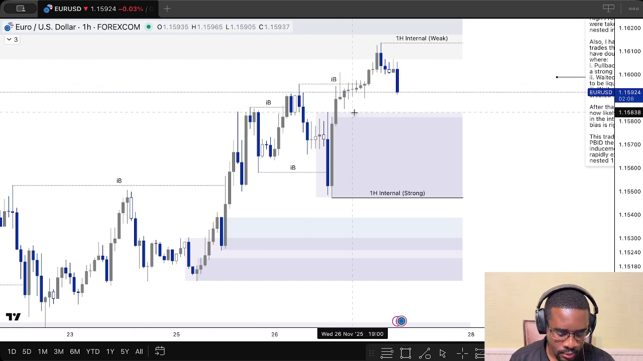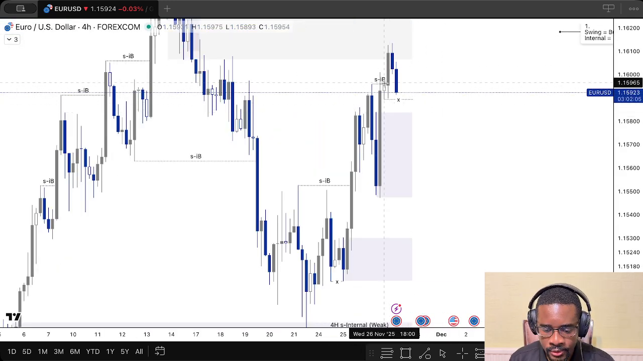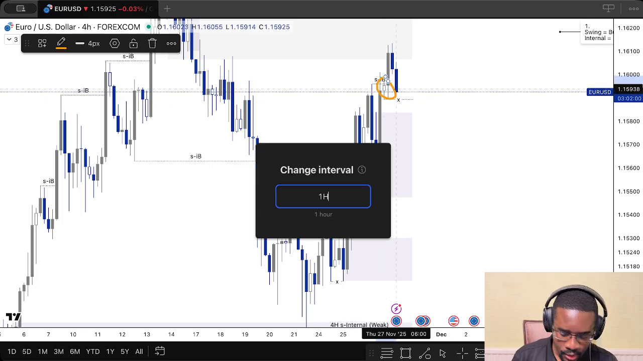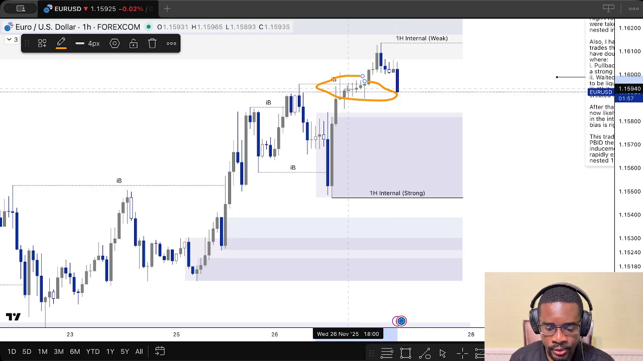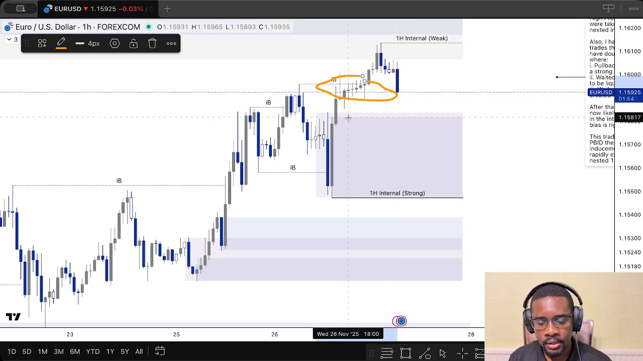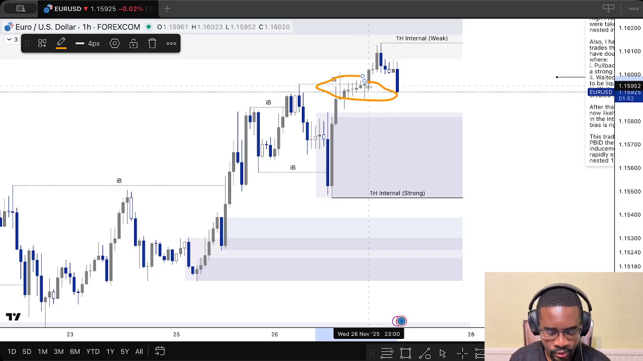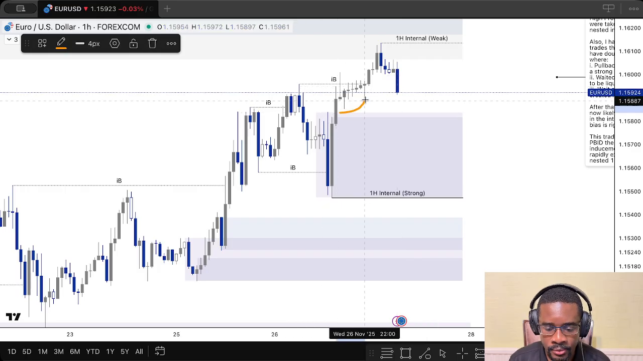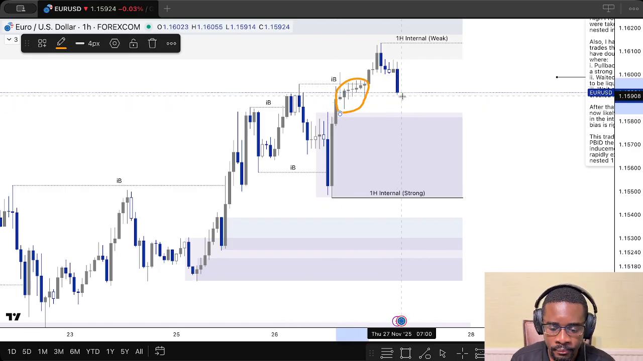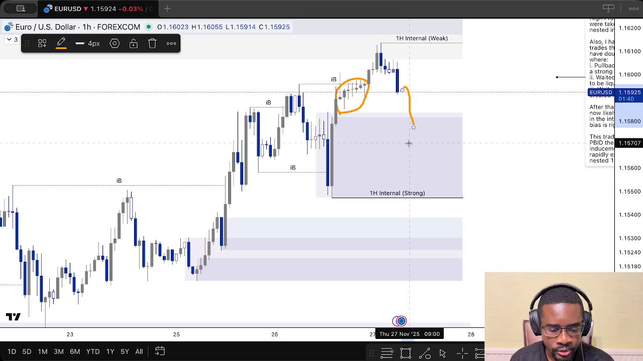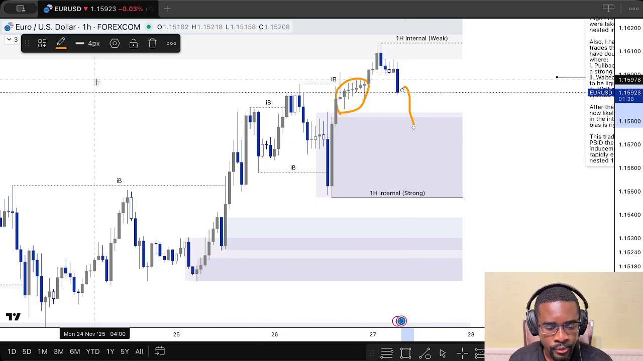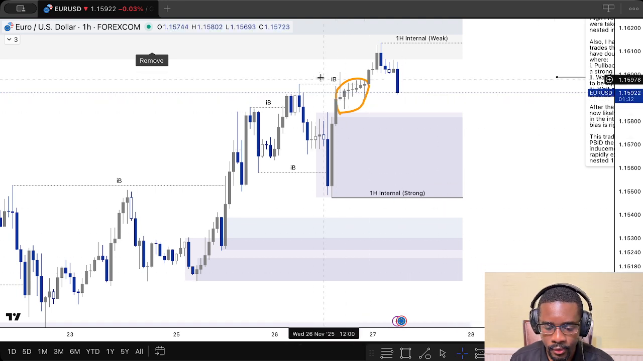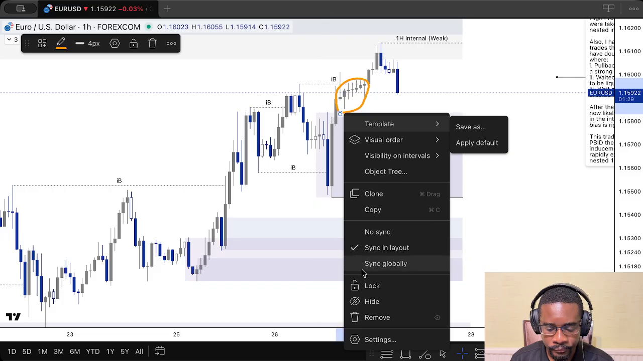So that 4 hour POI, which I was saying I'm expecting it to be liquidated, this inside bar candle, when we look on the 1 hour, you see these are simply doji candles. All right, those are simply doji candles, so these are very low probability. So price is highly likely going to just blast through that.